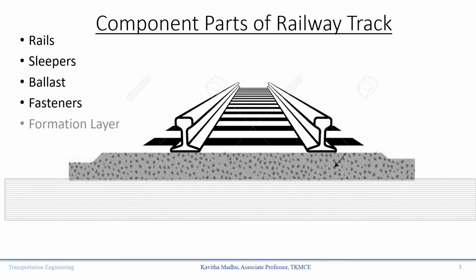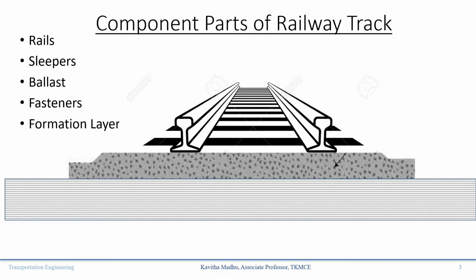Then there are fasteners, and these fasteners are connecting the rails by a series of fish plates, and again they are helping to fasten them to the sleepers. So each component of this has a specific function to perform.